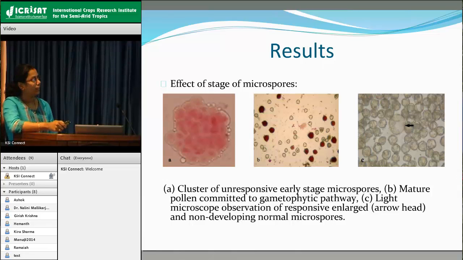But when late stage microspores are cultured, they have resulted in pollen grains. This is a mature pollen grain. But at mid to late uninucleate, you can see that there is one big microspore which is enlarged and which is induced. These are the non-induced microspores, but this one is an induced microspore, which is the ideal stage for culture.